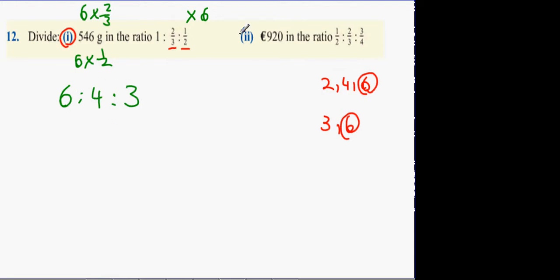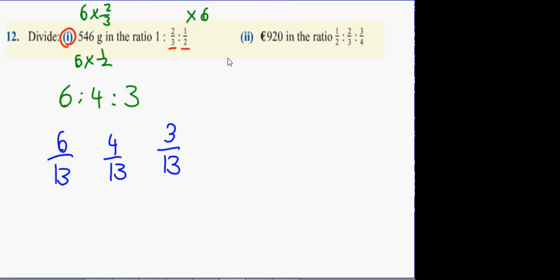Add all three ratios together and what do you get? 6 plus 4, 10. 10 plus 3, 13. So that's going to be 6 out of 13, 4 out of 13, and 3 out of 13. Finally, this 13 is what's called the number of parts. It's called 13 parts, okay? The first one is 6 over 13, 4 over 13, 3 over 13.